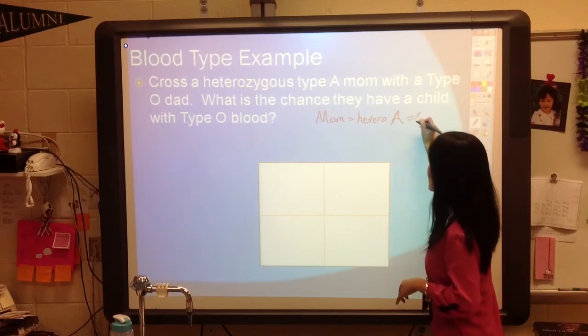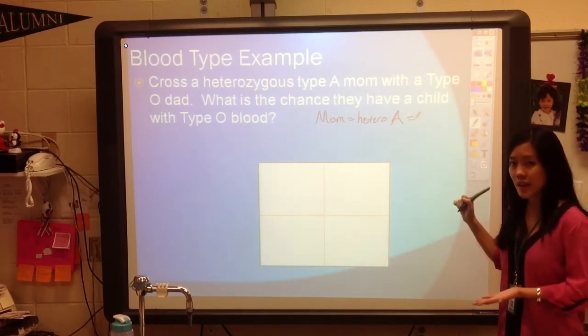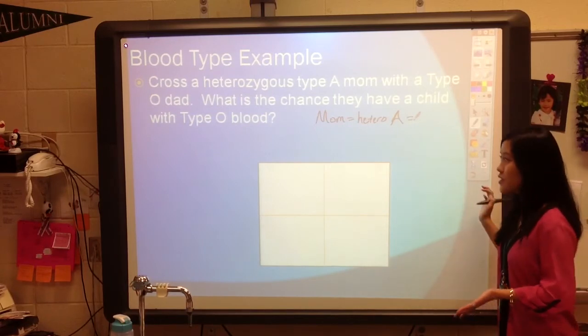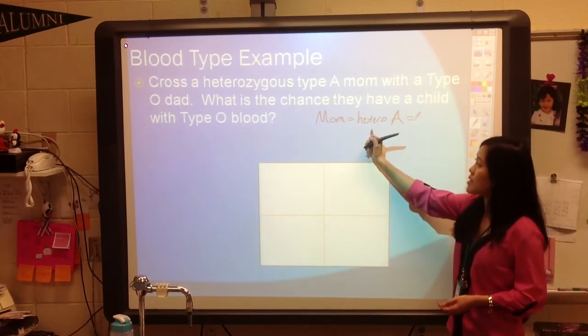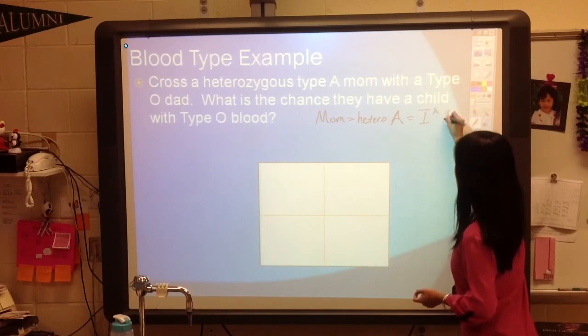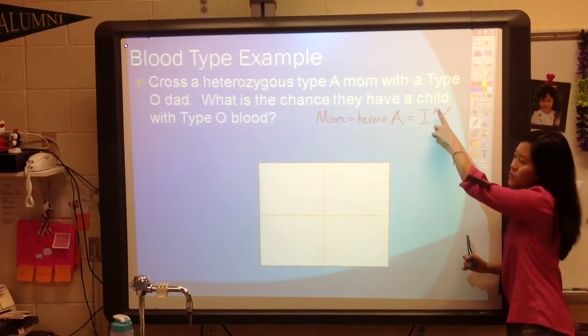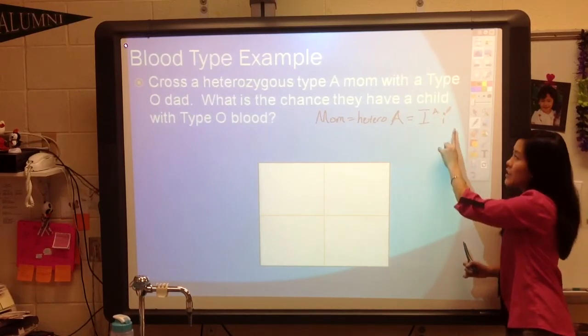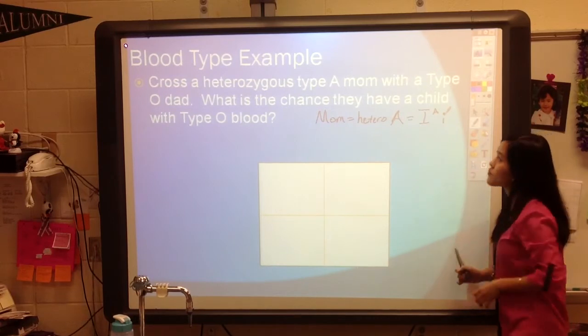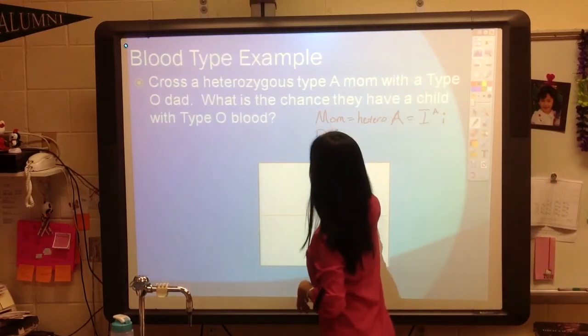If mom is heterozygous type A, what does that mean her genotype is? Take a second to look back on the chart. Pause if you need to. If mom is heterozygous type A, she would be IA little i. What does this really mean? This means she has some red blood cells with the A marker on them, and some red blood cells that are blank. And it says to cross with a dad that is type O.